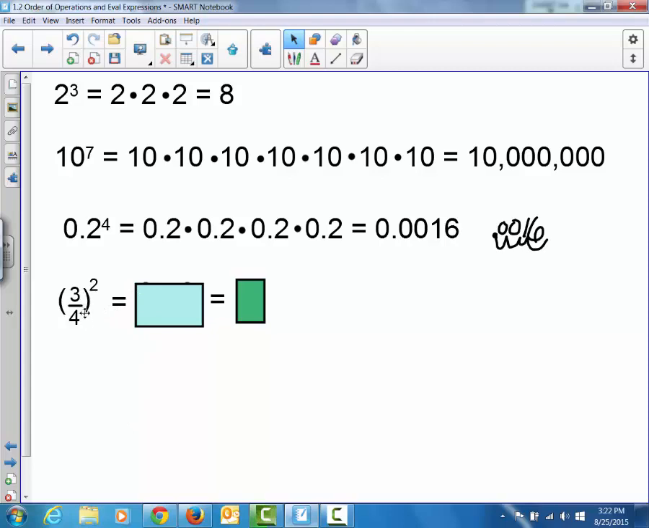Then we've got 3/4 squared. That would be 3/4 times 3/4. That's what it tells you to do. Now if you notice, 3 times 3 is just 3 squared, and 4 times 4 is 4 squared. So all you've got to do each time is square the top number and then square the bottom number. So 3 squared is 9, 4 squared is 16, and that's what we come up with, 9/16.